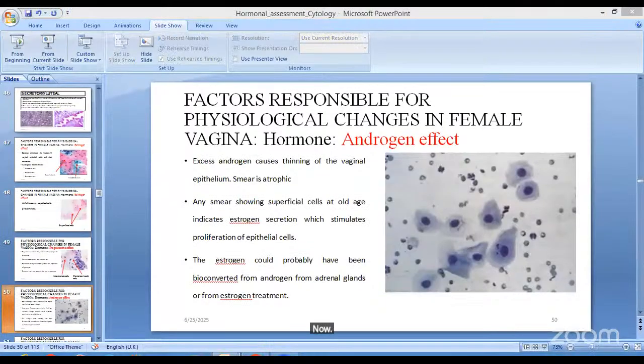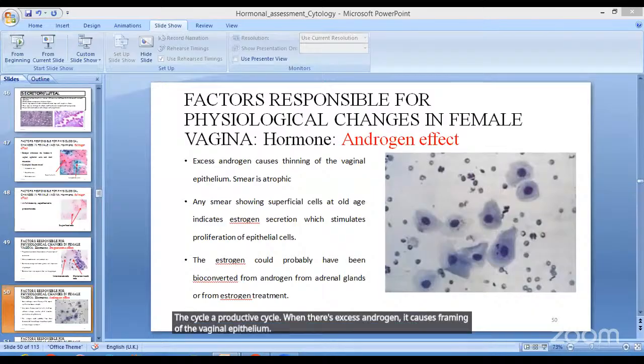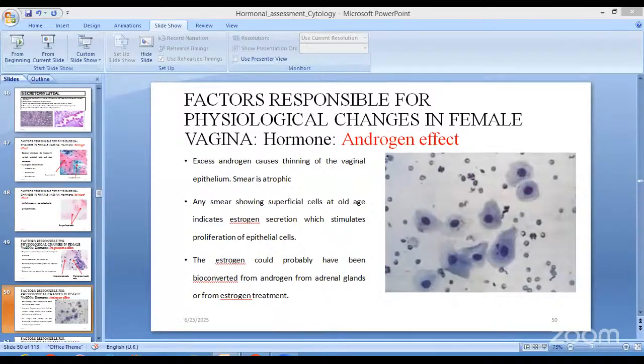Now, there's a third hormone that I need to talk about. It is androgen. This happens at a time in the female reproductive cycle when there's excess androgen. It causes thinning of the vaginal epithelium, whereby proliferation will cease, differentiation too will cease. So it's going to neutralize the effect of estrogen and progesterone.